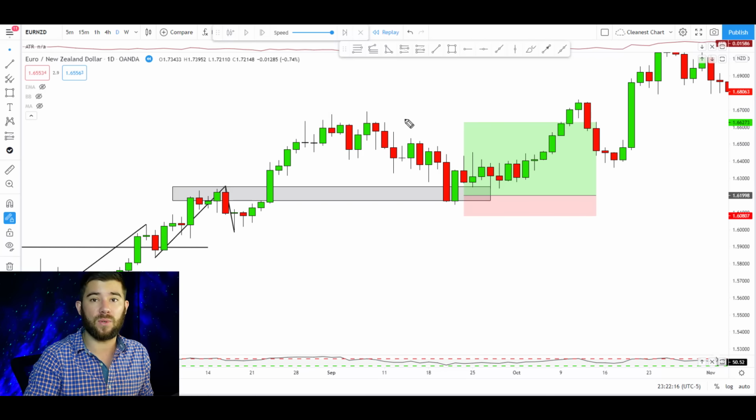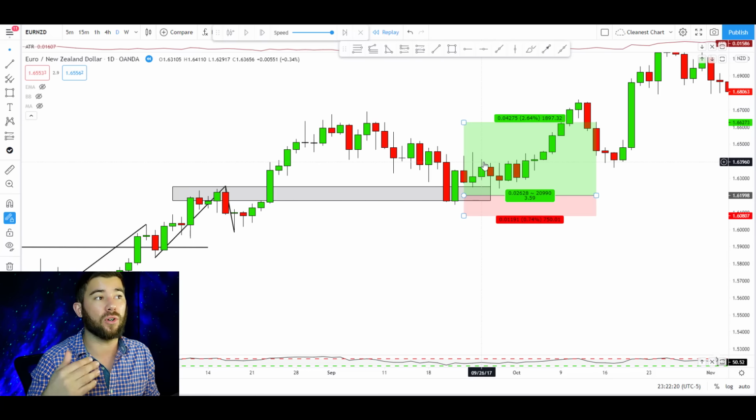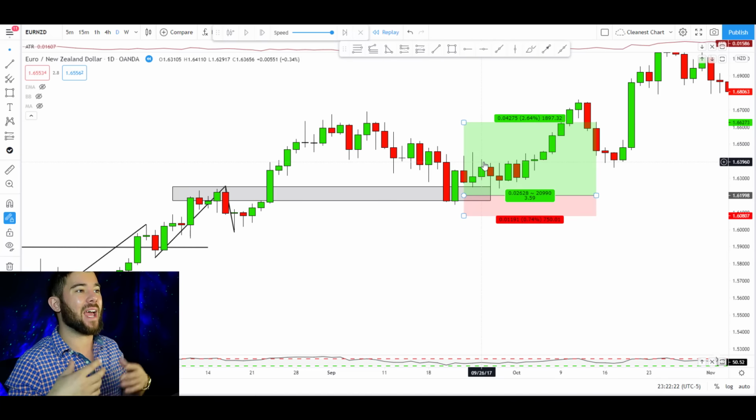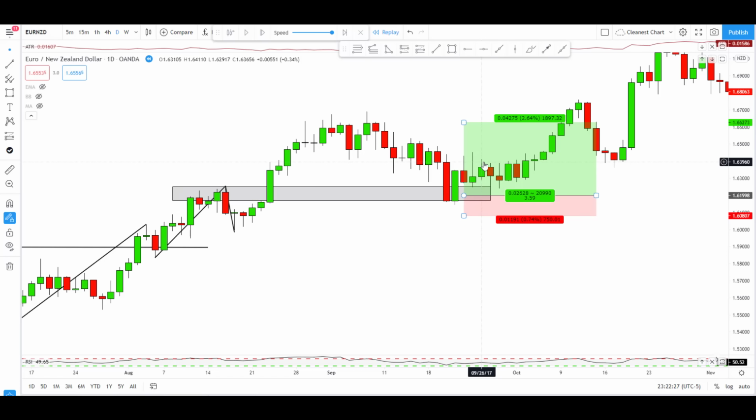And that is how you use trend and structure in order to give yourself good reward to risk ratios and accurate trading opportunities. In this case, it would have been about a 3.6 reward to risk ratio on this trade.